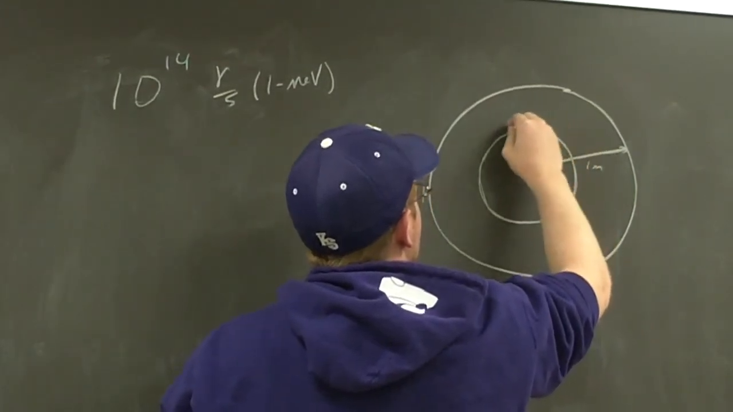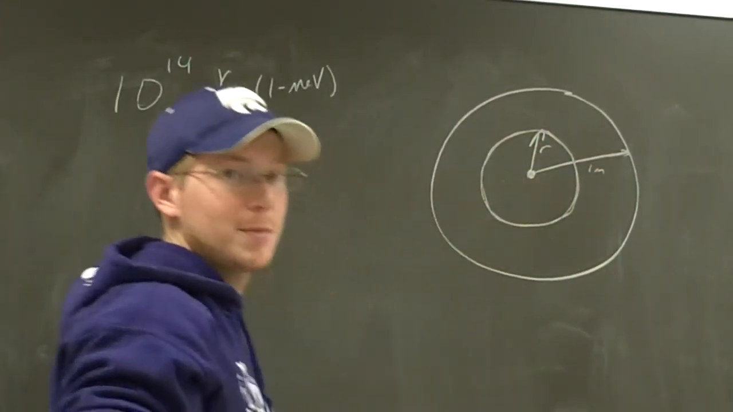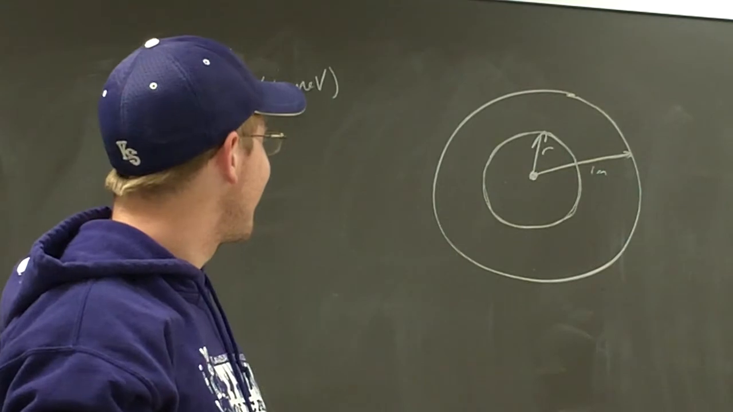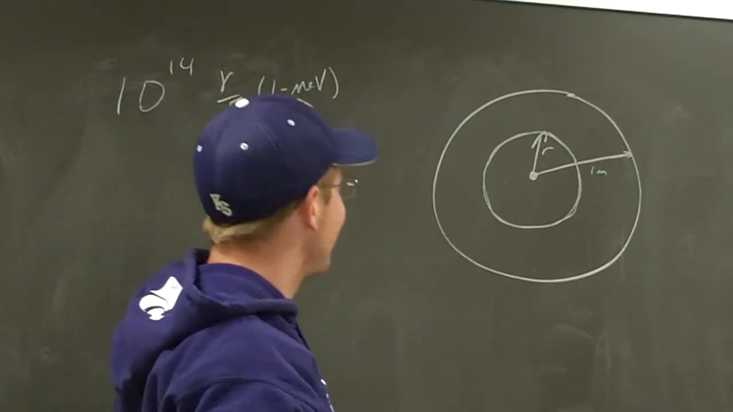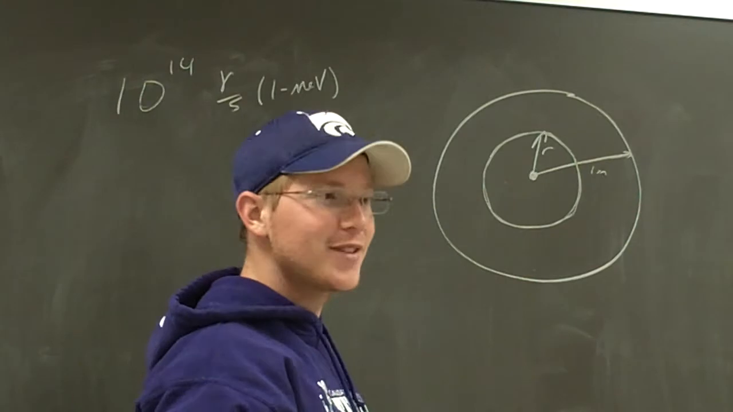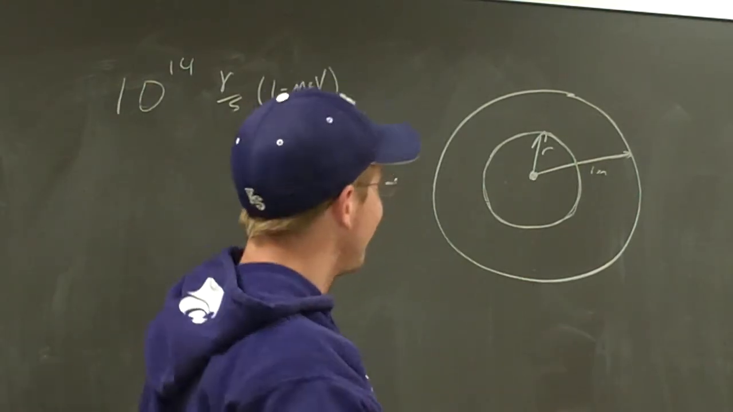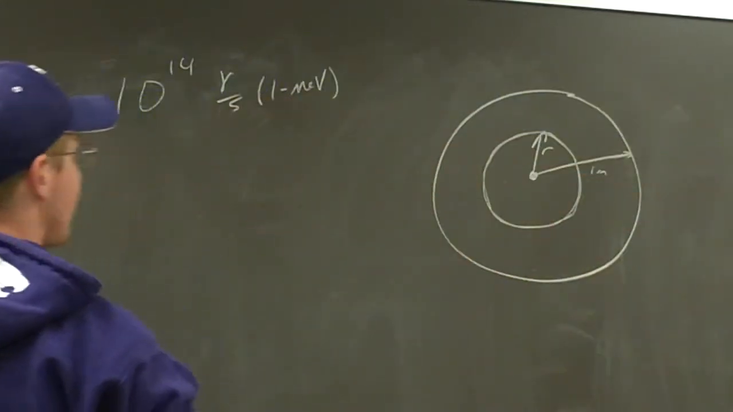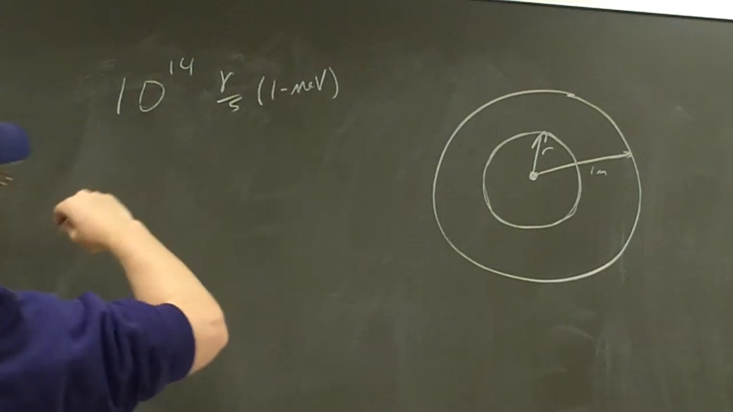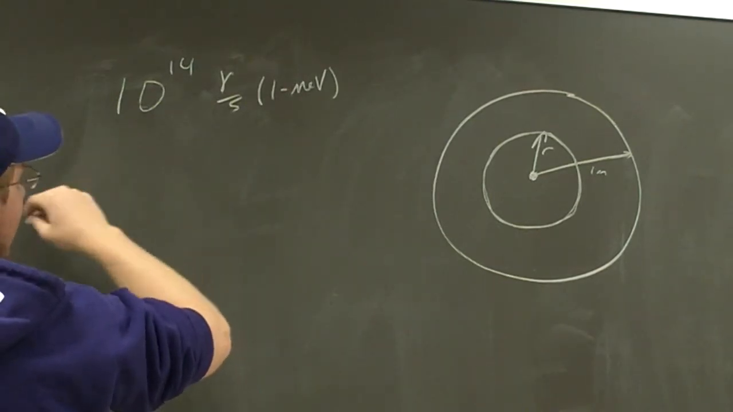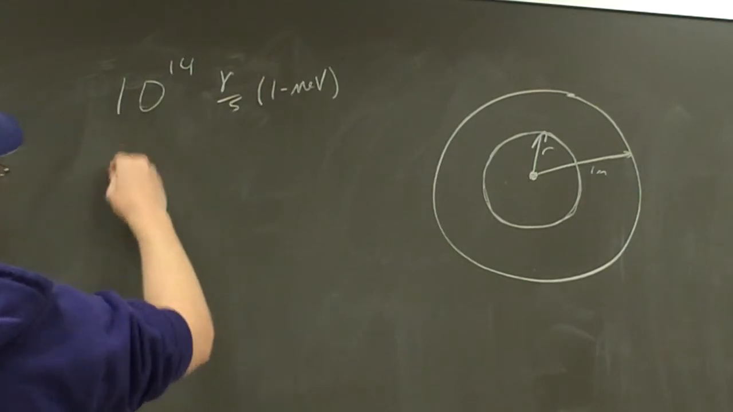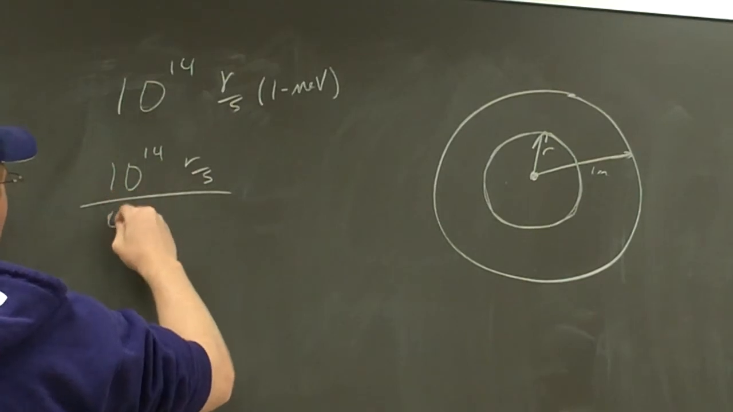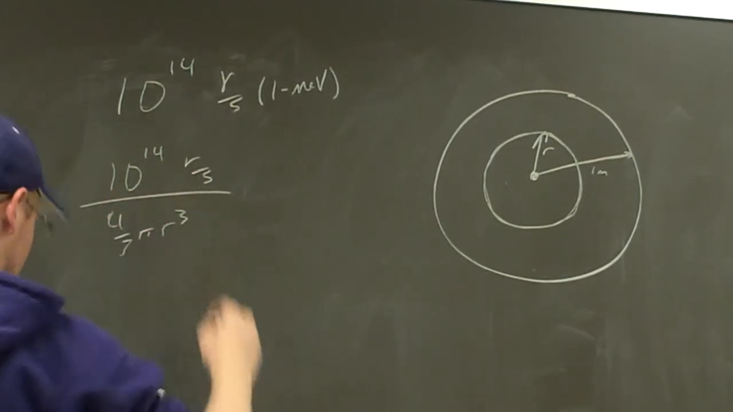We're going to say that this sphere is made up of a bunch of infinitesimal, very thin... I can't say it. Infinitesimal. Is that how you say it? Just differential. There you go. Differentially thick shells, of thickness dr. So let's find the source per volume. Source per volume is 10 to the 14 photons per second over 4/3 pi R cubed.